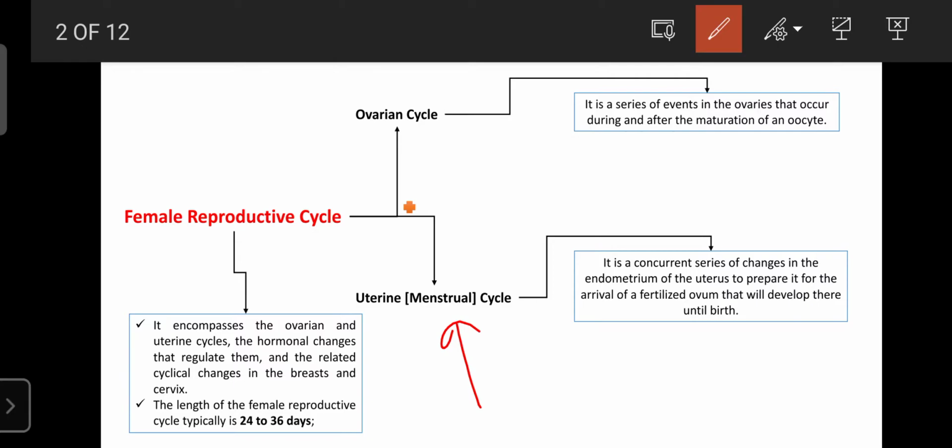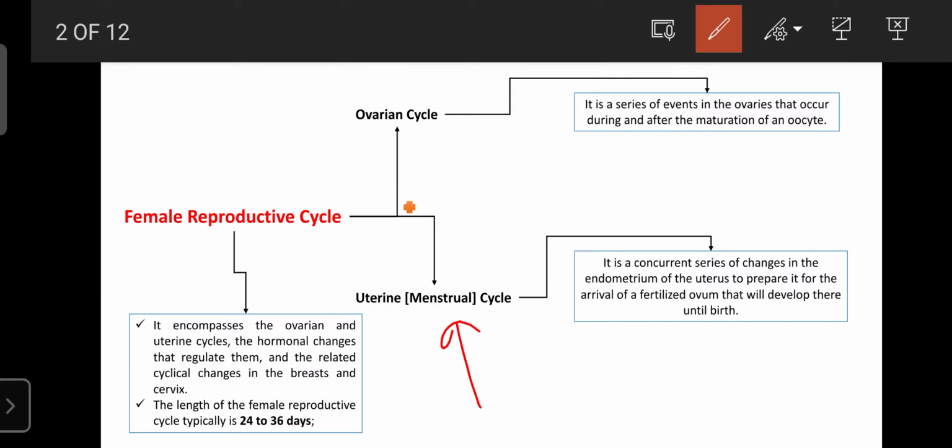Regarding the uterine cycle, it occurs in the uterus. It is responsible for preparing the environment in the uterus that favors the fertilized ovum, embryonic development or gestation. Certain changes occur in the uterus that create a favorable environment, so that it is helpful for the development of the fertilized ovum or the embryo. That is known as the uterine cycle.